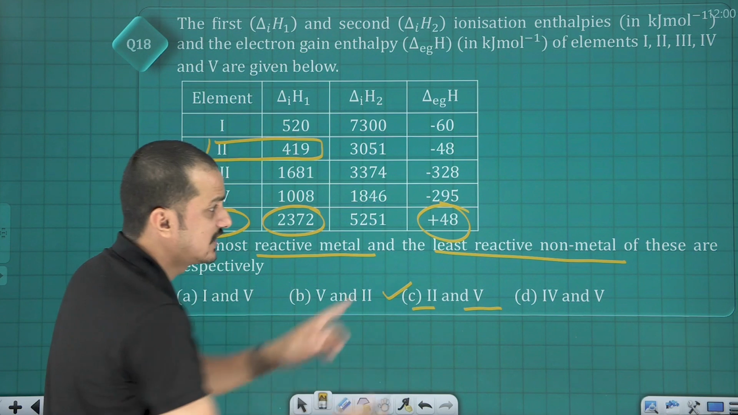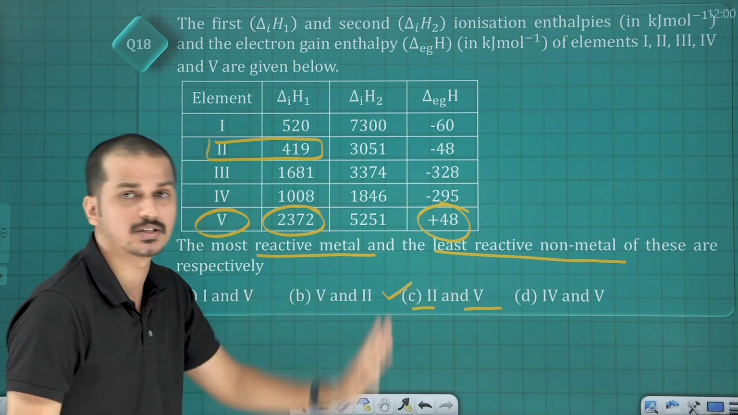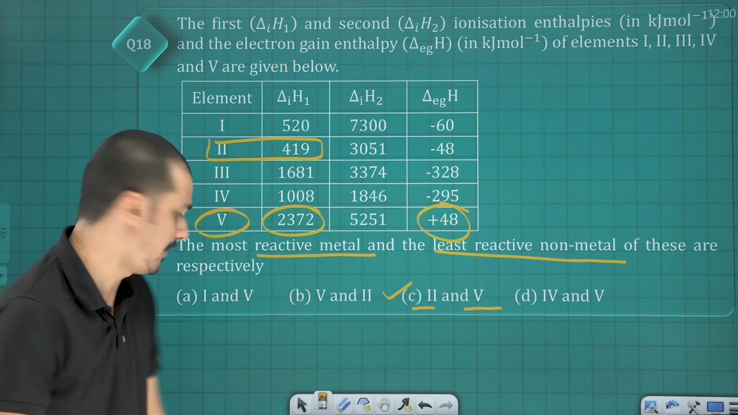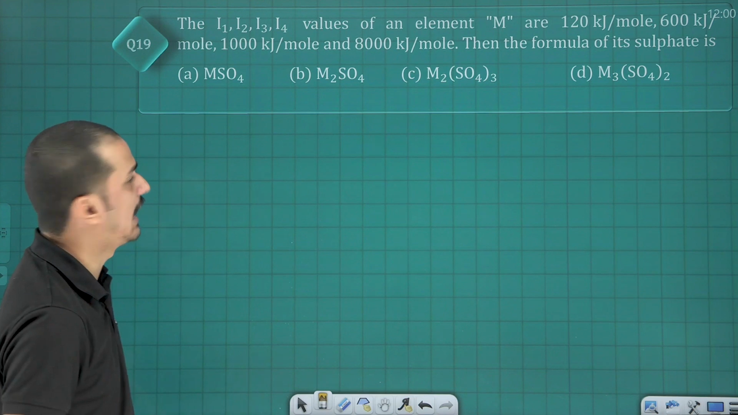So least reactive non-metal means the fifth one. So option C is the correct answer. Ready guys? Yeah. Next, again question number 19.